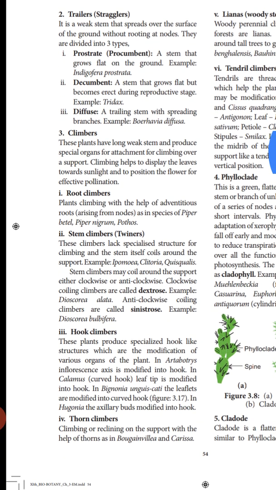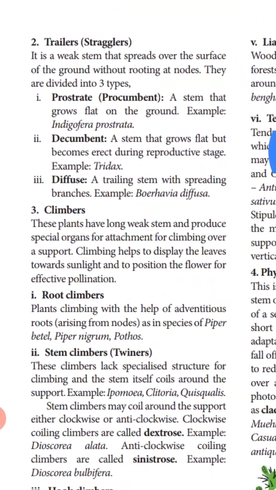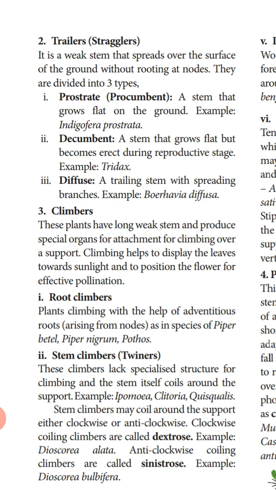Next we are going to study the next type of stem, the trailers. Trailers also have a weak stem that spreads over the surface of the ground without rooting. So here no roots are present at the nodes, then it is called a trailer. They are divided into three types: prostrate, decumbent and diffuse. Prostrate means the stem will grow horizontally, flat on the surface of the ground, like a sleeping gesture.